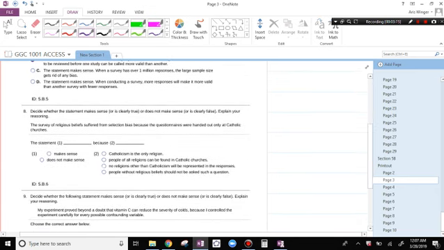Decide whether the statement makes sense or not. The survey of religious beliefs suffers from selection bias because the questionnaires were handed out only at Catholic churches. The statement makes sense because no religions other than Catholicism will be represented in the responses.